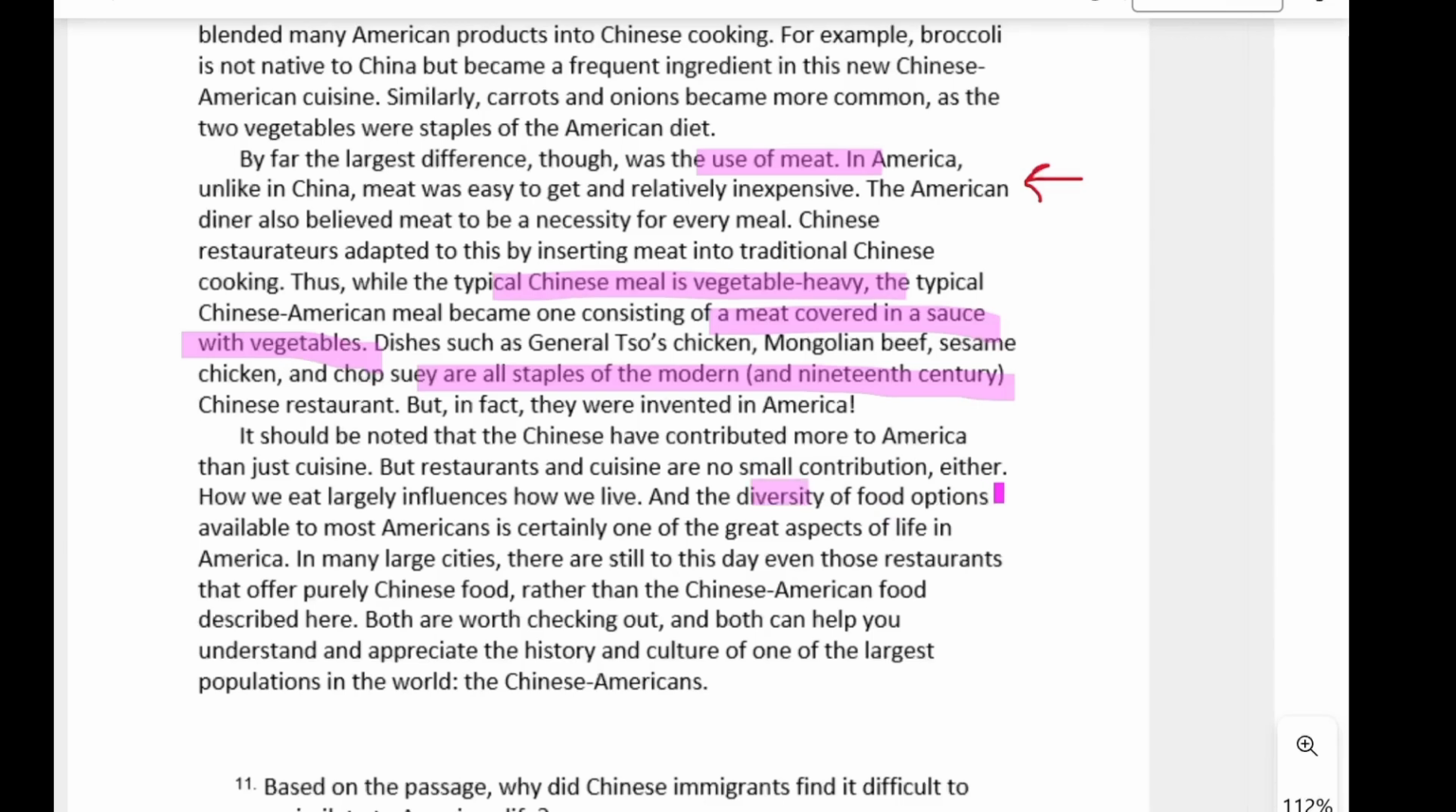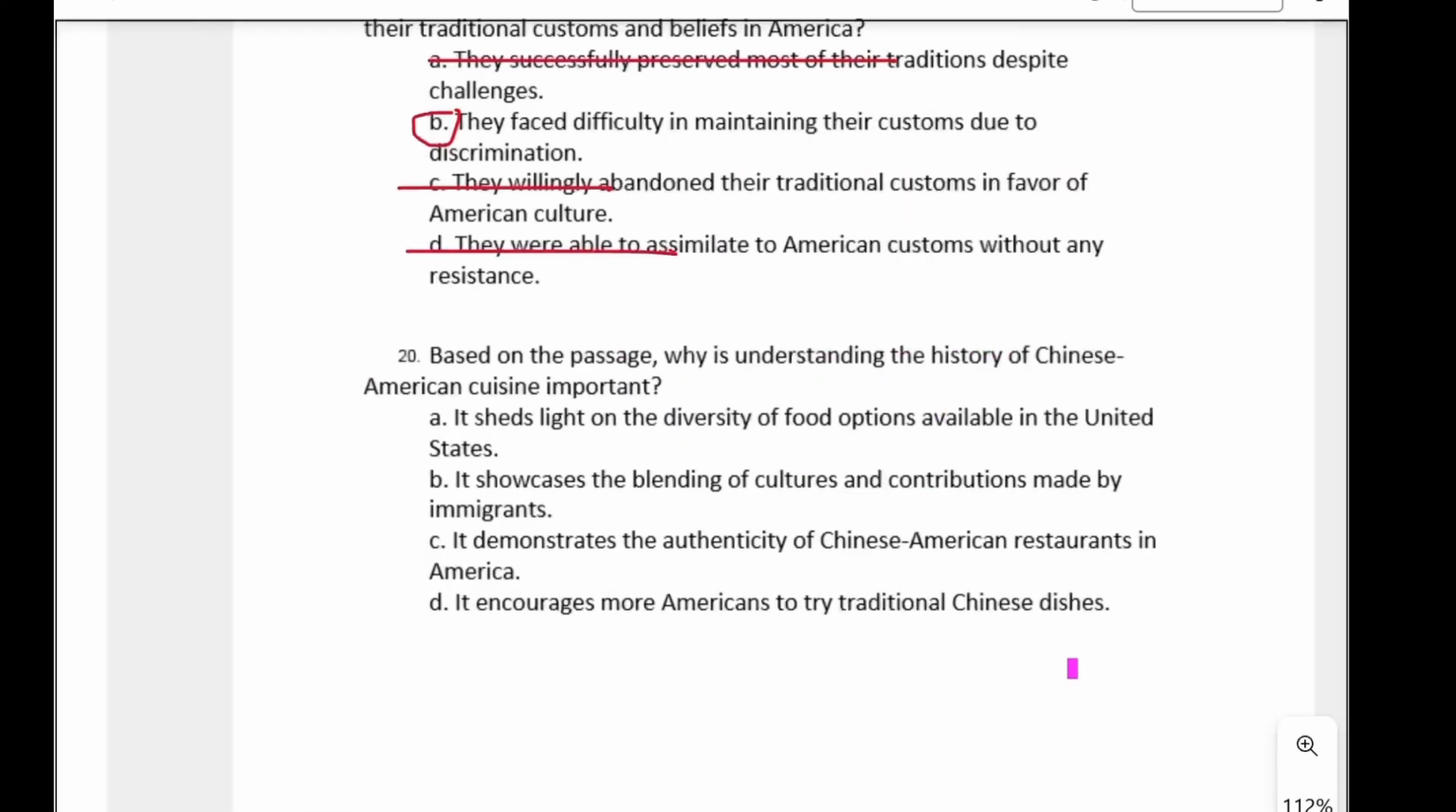So the diversity of food options available to most Americans is certainly one of the greatest aspects of life. It actually shapes history and culture, and it's one of the largest populations in the world. So it's talking about a bigger picture, and most texts often end with a bigger picture. If we go to the solutions, it's not just talking about the United States. I think most major cities entail diversity. The picture is way bigger than this. It's just encouraging Americans to try Chinese dishes, and it does a lot more with the whole text.